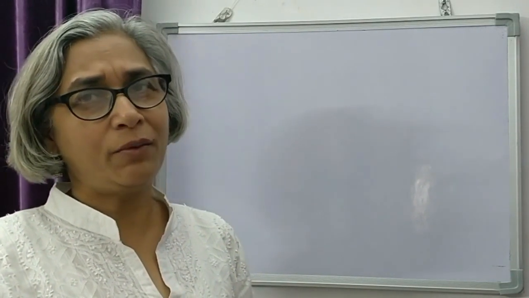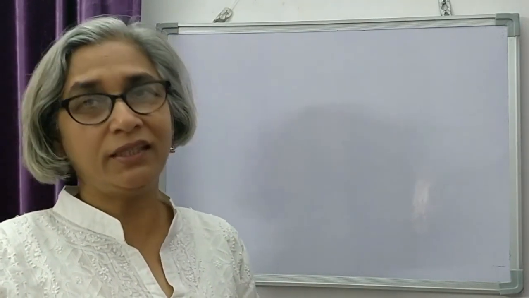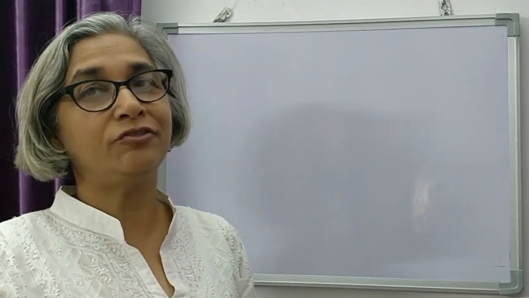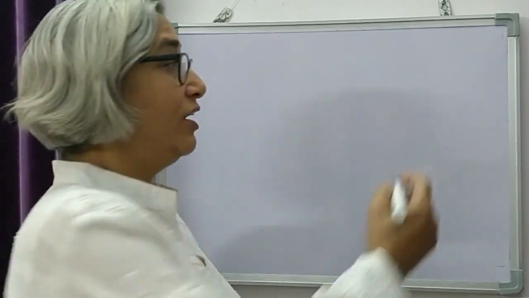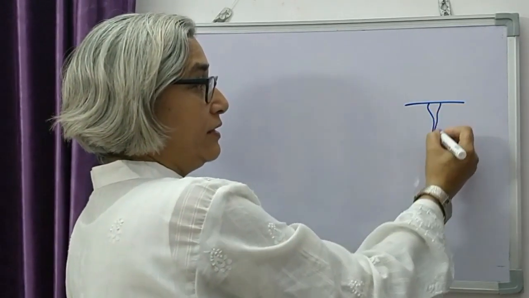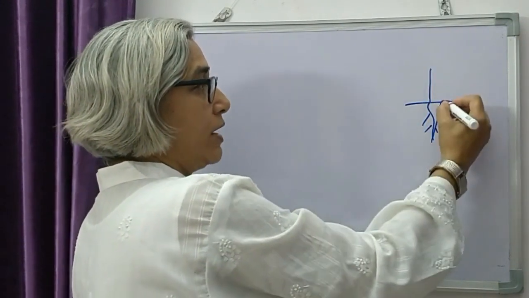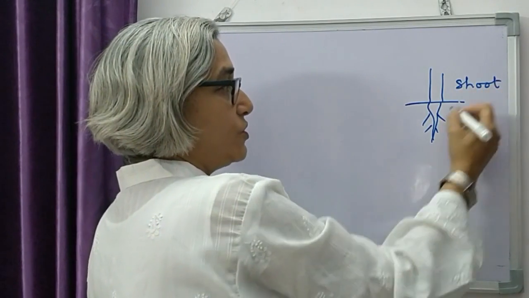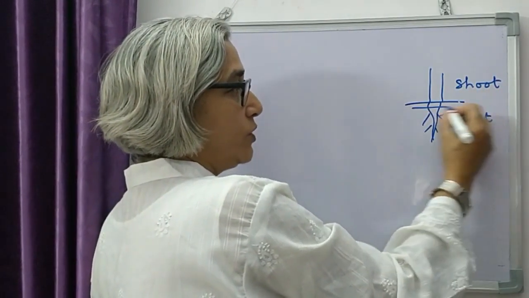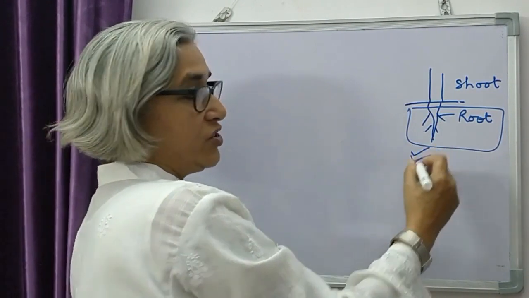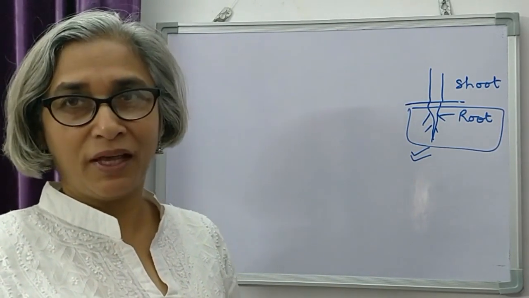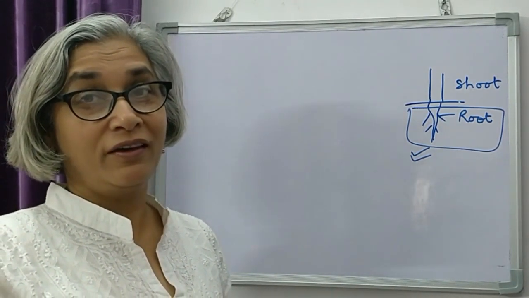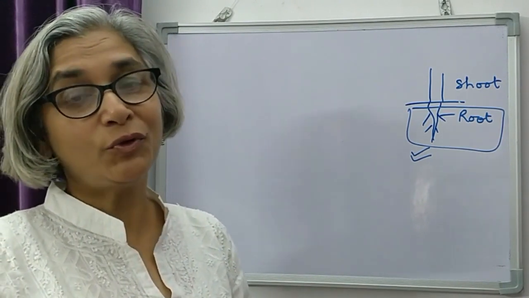Now class, one very important thing. If I am not wrong, when you started studying science, the first chapter that was taught to you was parts of a plant. Now, if you remember, you had studied that a plant has a root and a shoot. So, we are going to go into the details of the root, its structure, its function. It is nothing new. It's very simple and most of you must be knowing a lot of the things that I am going to tell you today.